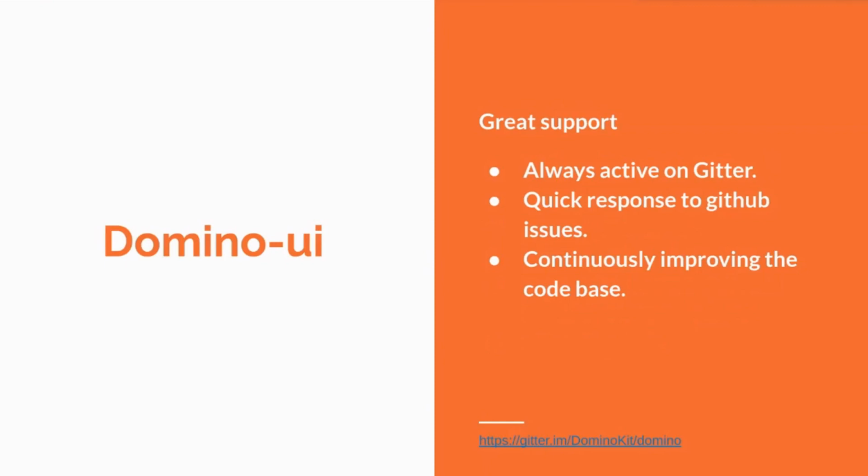And the other thing, if you check our commits, we are continuously improving our code base. So the project is very active in general. You can check out our Domino Kit in the GitHub organization, and you can contact us on Gitter if you want, to see how active we are.